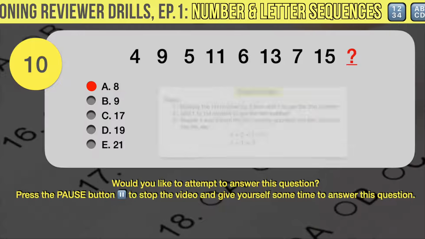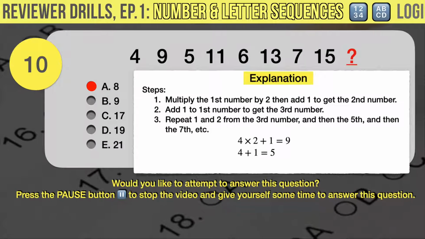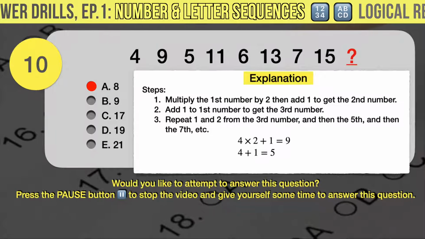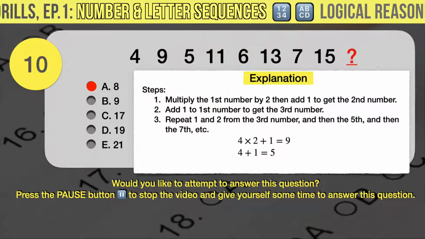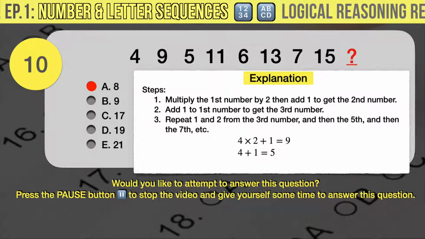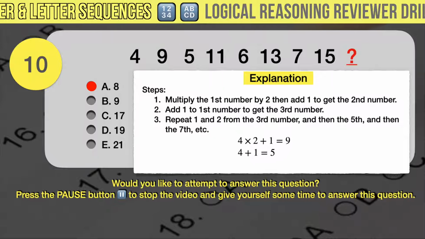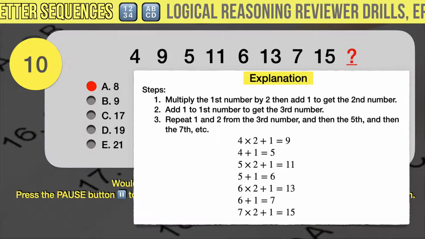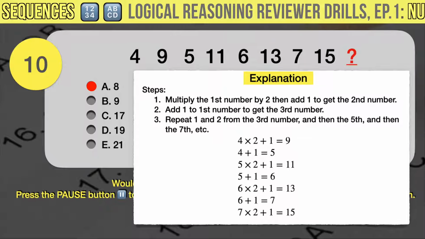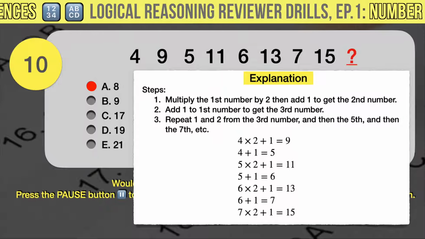8. First, we multiply the first number by 2, then add 1 to get the second number. 4 times 2 plus 1 equals 9. Then we add 1 to the first number to get the third number. 4 plus 1 equals 5. Repeat these steps from the third number, and then the fifth, and then the seventh, etc.